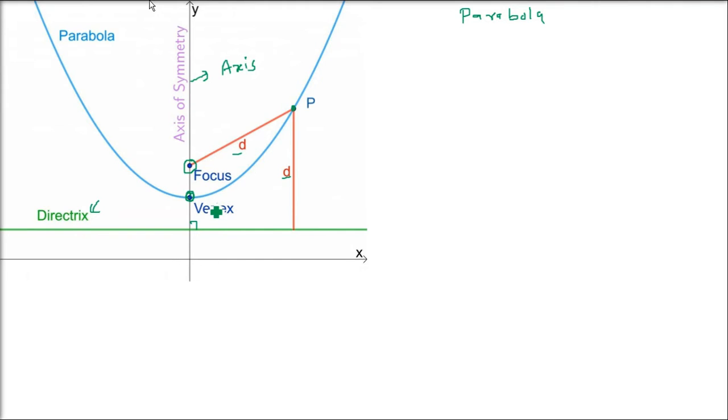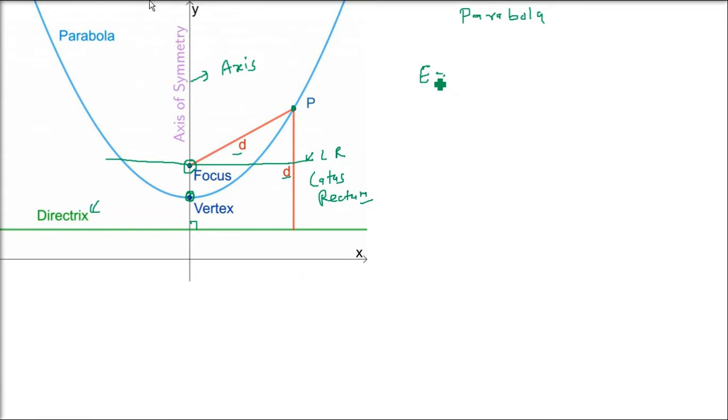One more thing, the latus rectum. The latus rectum of any conic is the chord passing through the focus and perpendicular to the axis. So from here we draw a line perpendicular to the axis of symmetry. This line is called the latus rectum, and its length for a parabola is 4a.